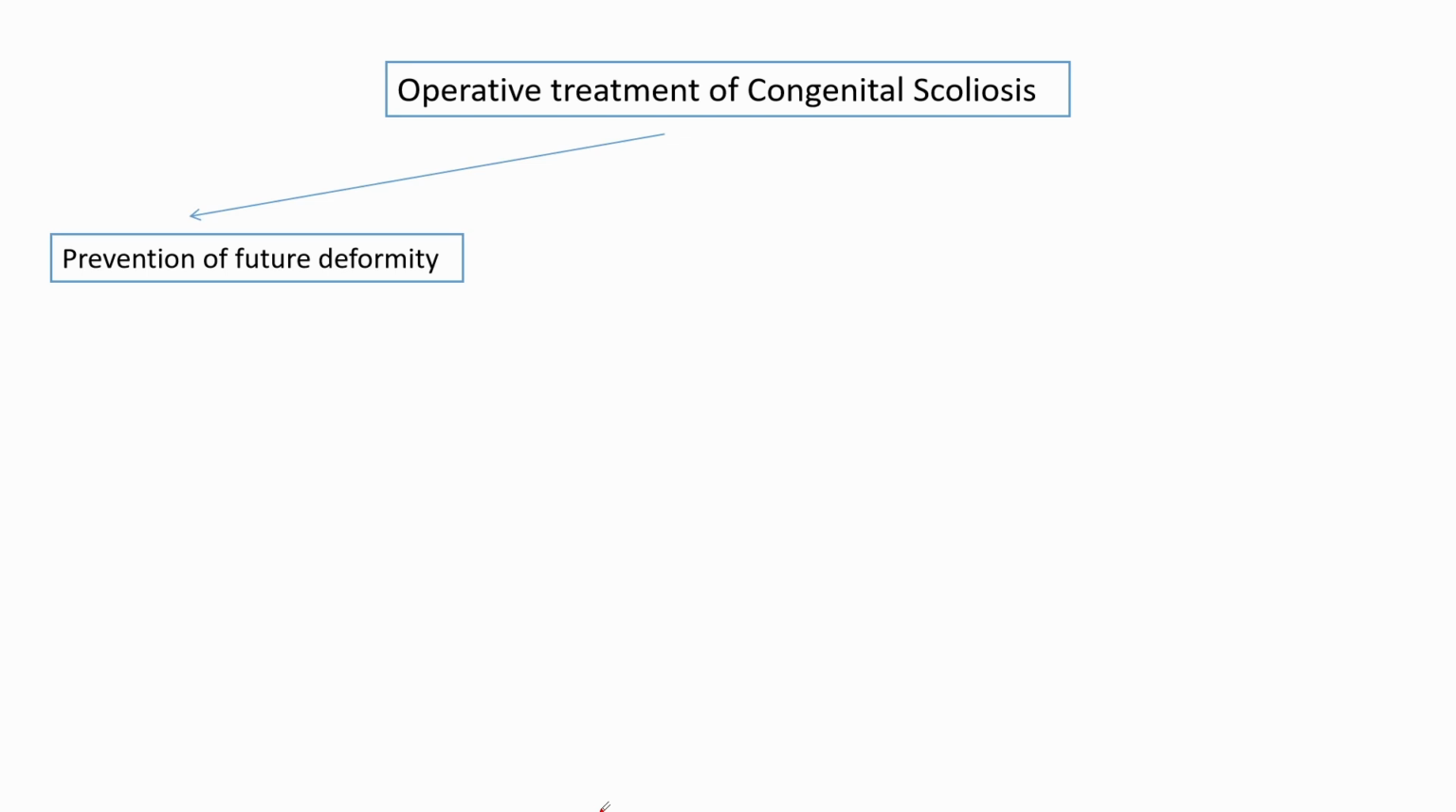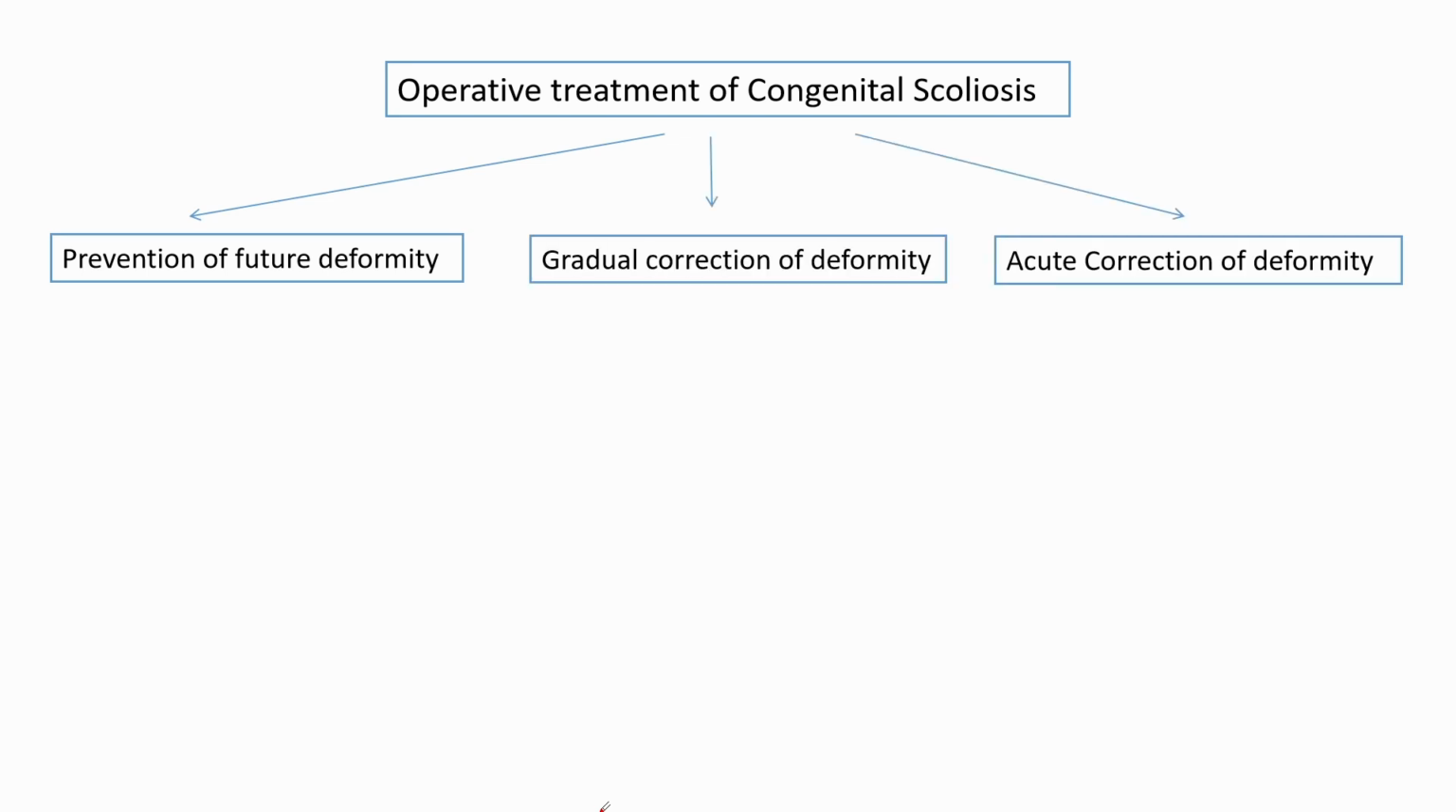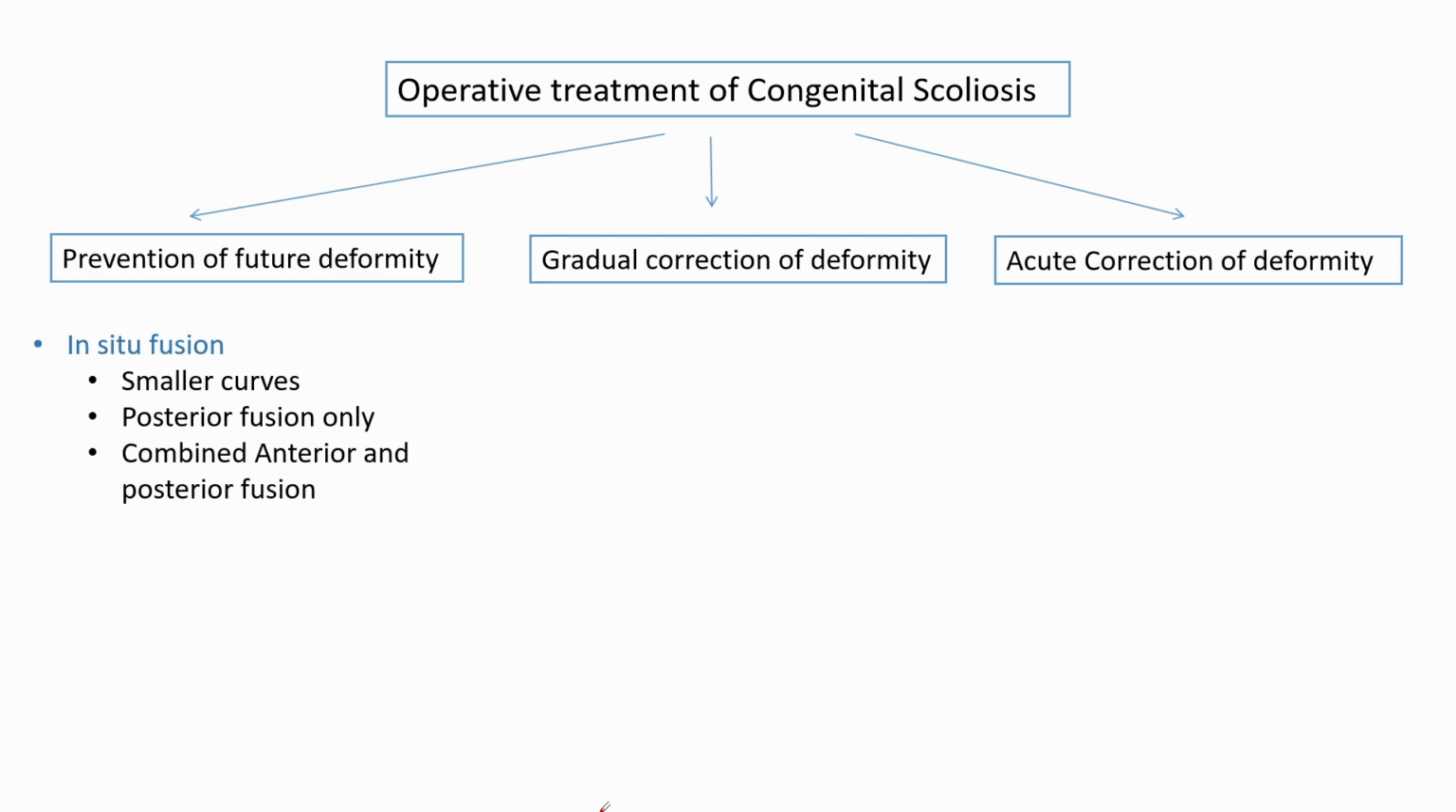The operative treatment of congenital scoliosis can be divided into procedures which aim at prevention of future deformity, gradual correction of deformity, and acute correction of deformity. In prevention of future deformity, we have in situ fusion, in which the curve is fused as it is without any attempt at correction. These are suitable for smaller curves. The procedure can be posterior fusion only or a combined anterior and posterior fusion. This may be done with or without instrumentation.